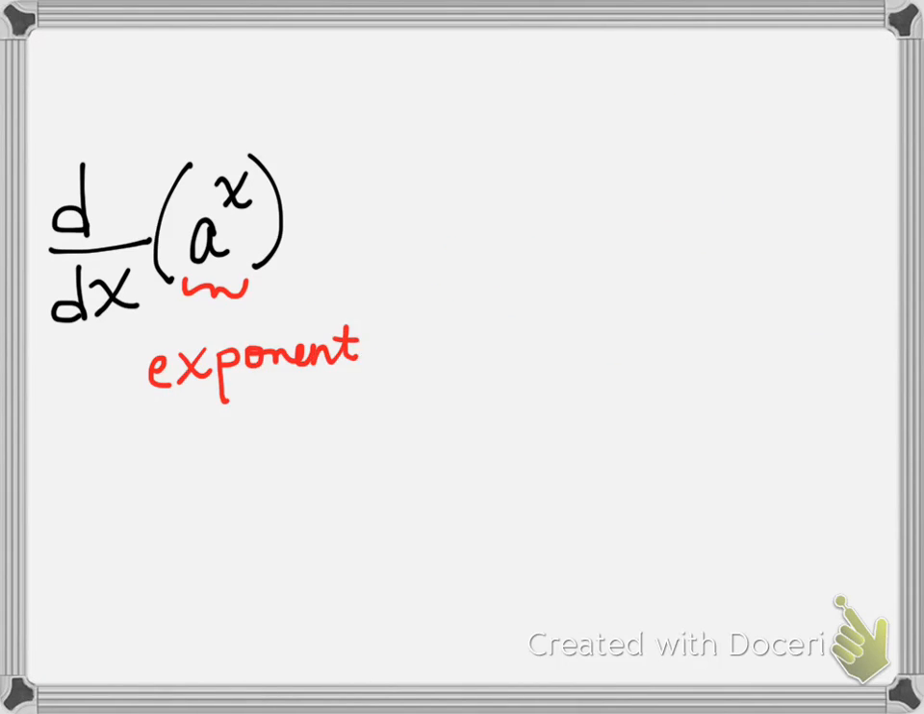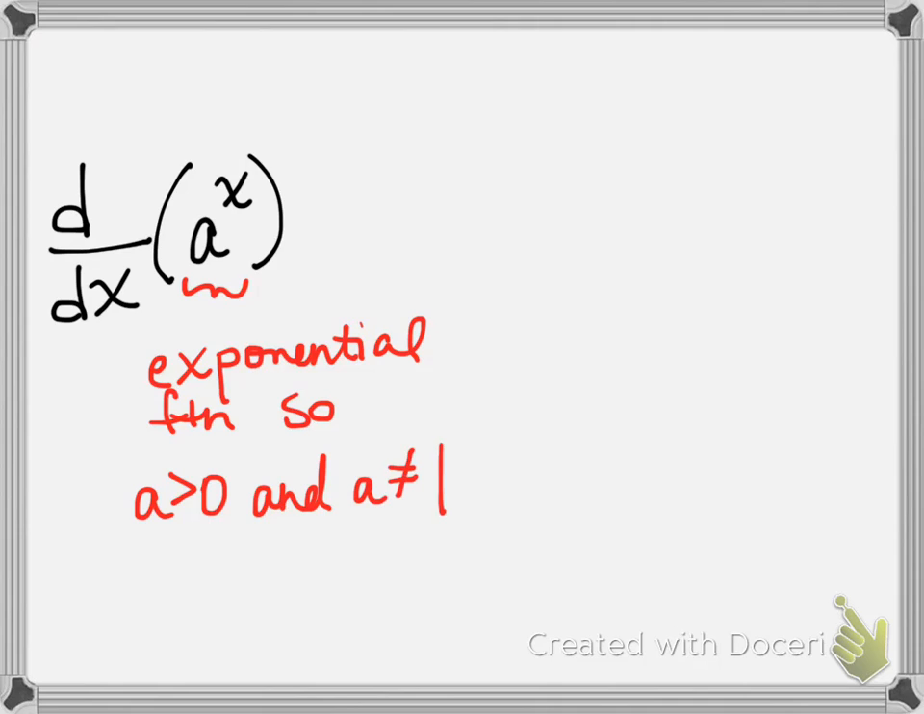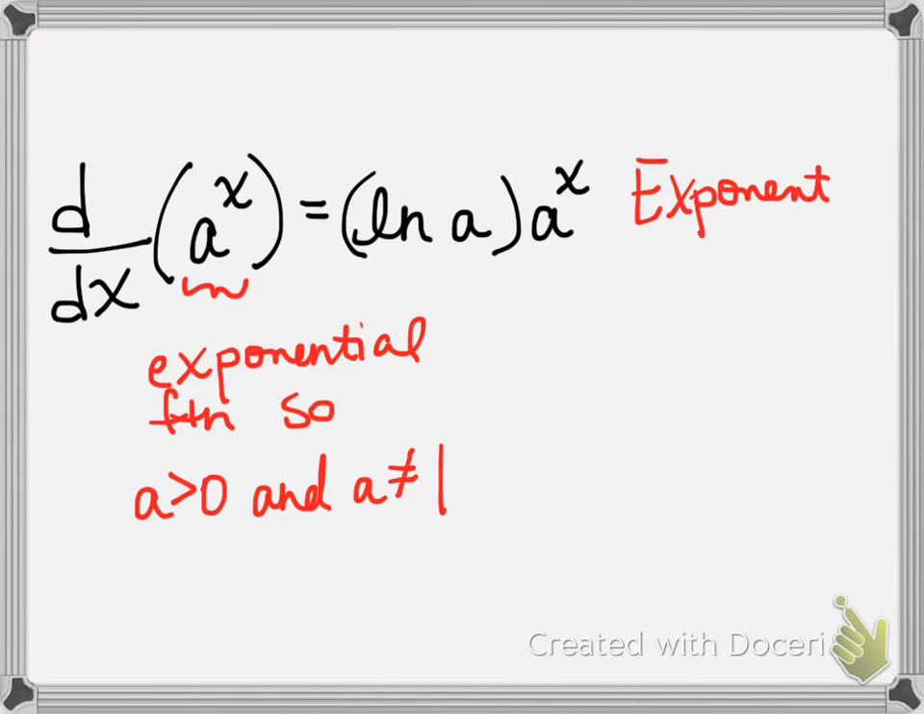Well, let's figure it out. The derivative of a to the x, where a to the x is an exponential function, so we want a to be greater than 0 and a not equal to 1, is the natural log of a times a to the x. This part is in section 3.2 in the book. Let's say this is our exponential function rule, our derivative of exponential functions.